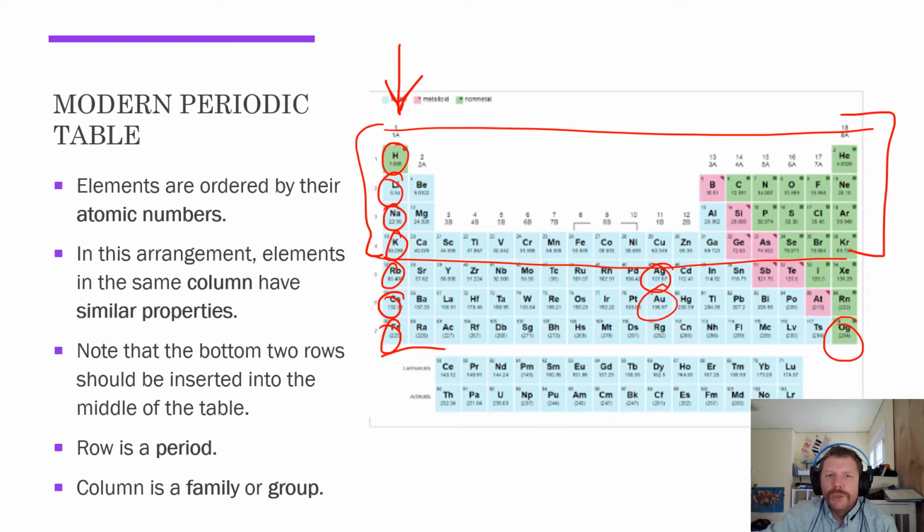Now these bottom 2 rows, lanthanoids and actinoids, we will not really talk about these very often. I don't know that we ever address them in this class. If we do, it's just a composition or makeup of them. Now, rows are known as periods, and columns are known as families or groups. I will probably more commonly use the terminology group, just because that's what I'm accustomed to saying.